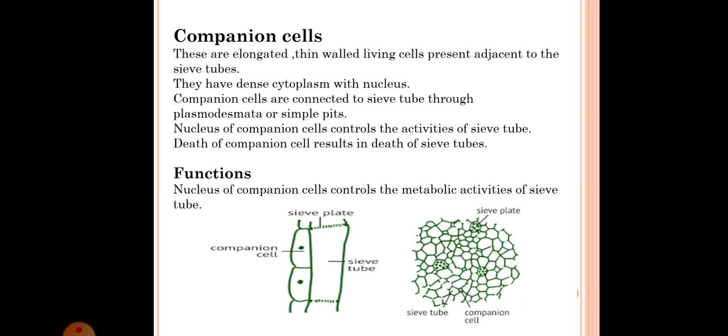The next, companion cells. These are elongated, thin-walled living cells present adjacent to the sieve tubes. They have dense cytoplasm with a nucleus. Companion cells are connected to sieve tubes through plasmodesmata or simple pits. The nucleus of companion cells controls the activities of sieve tubes. Death of companion cells results in death of sieve tubes. Functions: the nucleus of companion cells controls the metabolic activities of sieve tubes.